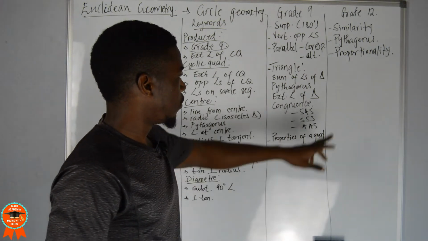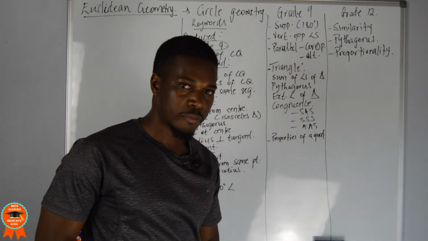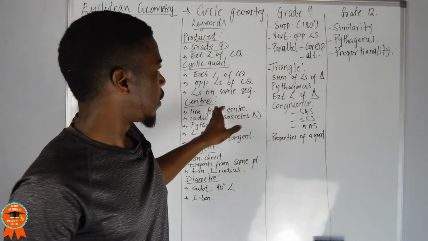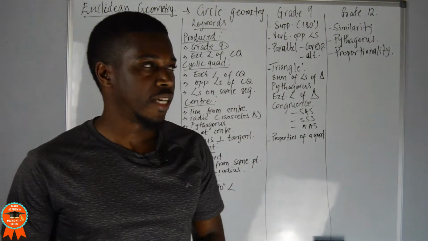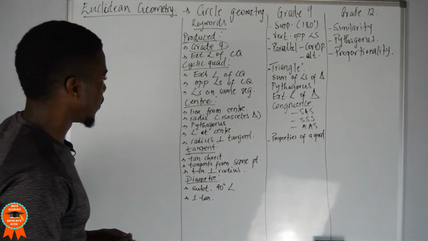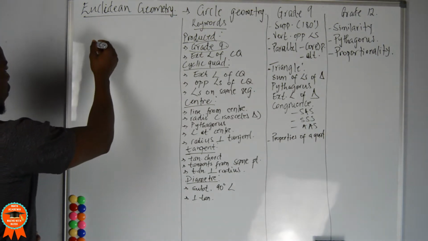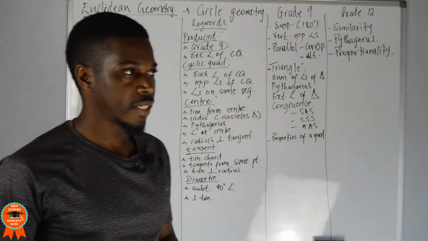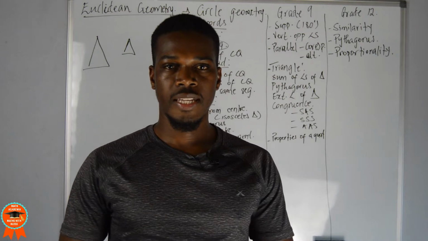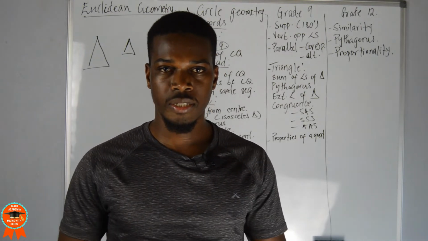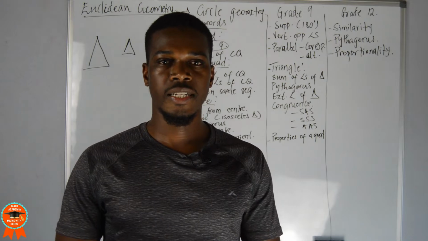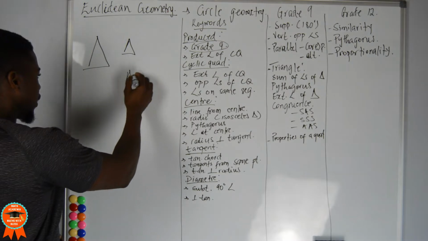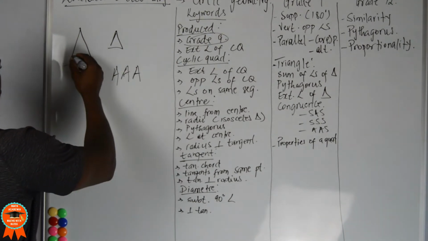Then in grade 12 now, we do similarity, Pythagoras, and proportionality. Let's start with grade 12 and we'll work backwards to grade 11 and 9. So grade 12, similarity. All that similarity says is that two triangles are similar if the angles are equal. If all corresponding angles are equal, the two triangles are similar. So we need AAA, three angles equal.